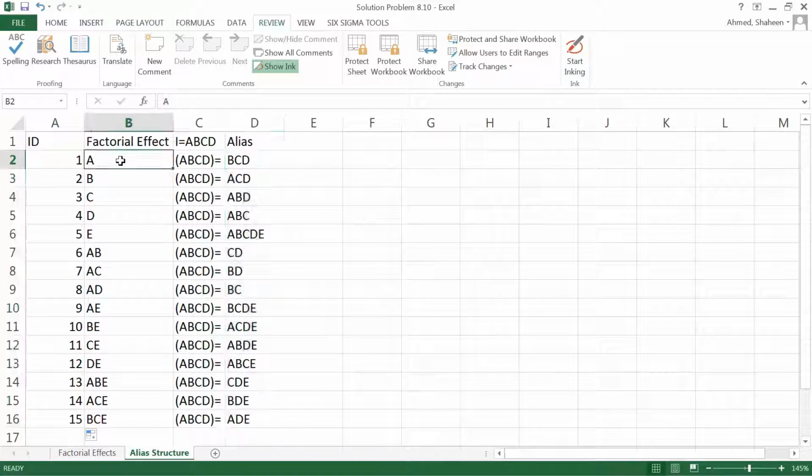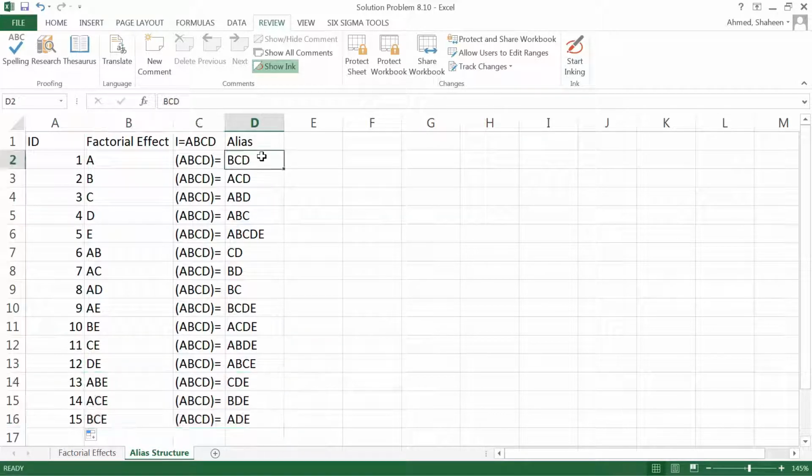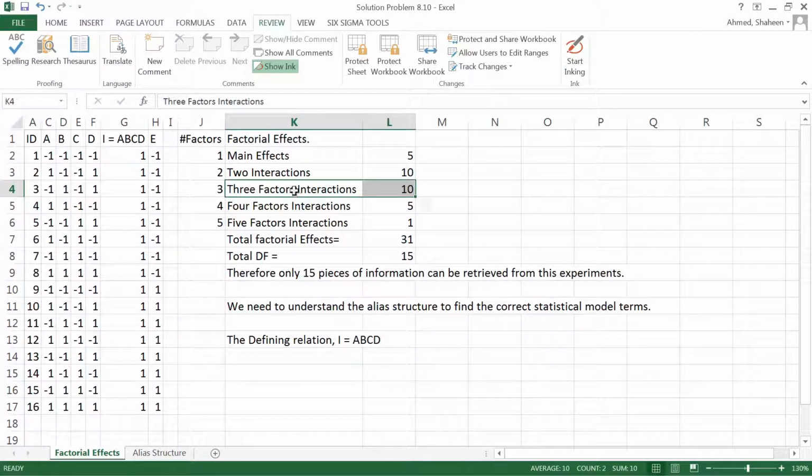This line or this line, whichever way, it's going to be the same. So when you are estimating A, you're basically estimating BCD. So they are aliased with each other. Now we can check. So you got 6 three-way interactions, and then here I have 4 three-way interactions, so that's total 10. I should have 10 three-way interactions.